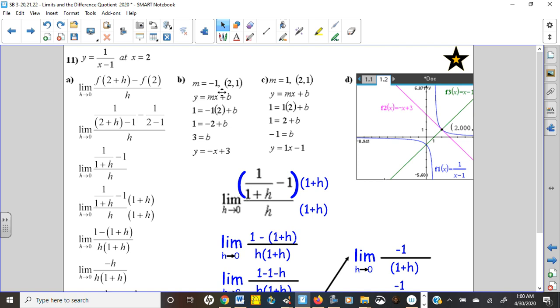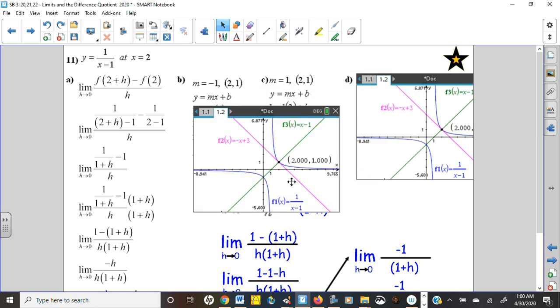But once we know that, we're ready to take our slope and our point here and plug them into y equals mx plus b. I get that tangent equation, negative x plus 3. And then the opposite reciprocal of negative 1 is positive 1. 1's the only number that's its own reciprocal. And so you just take positive 1 with the same point.